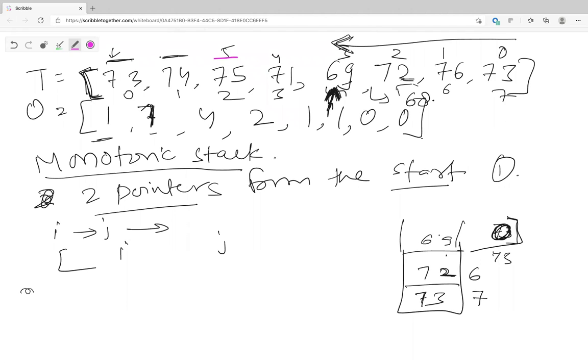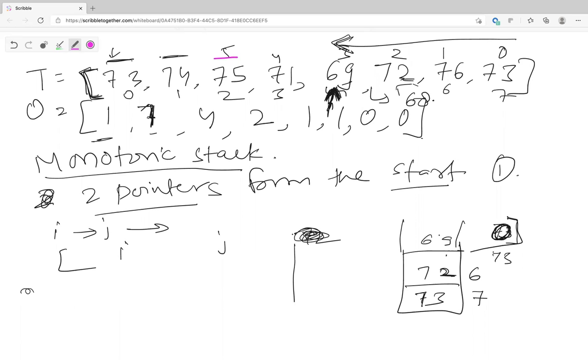So basically you're saying for 69, I want to see what is the biggest temperature, and it should be 72. No, I think coming from behind will not work. Coming from behind and storing only when they are decreasing will not work. We have to go from the beginning and store the indexes of those which are only increasing. I will add 73, 74, 75, and then 76 to my stack.